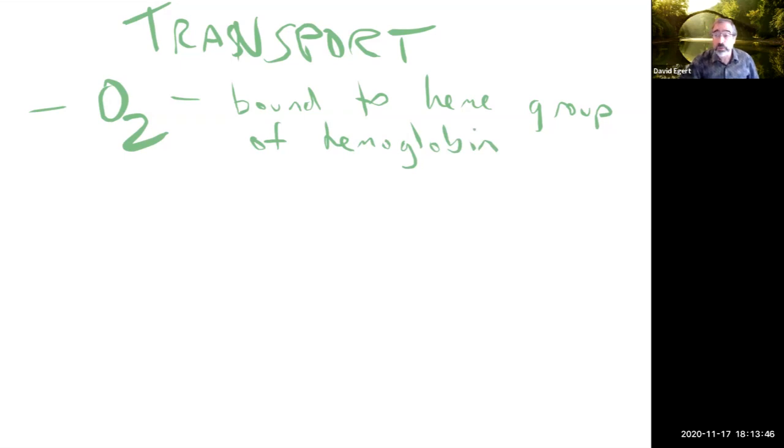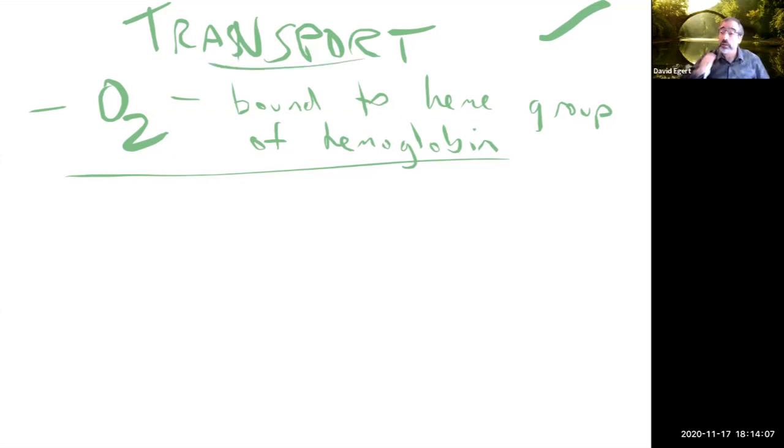which is going to be different when we get to carbon dioxide, which actually does dissolve pretty well. So oxygen is easy. We're done. We are going to talk a little more about it bound to hemoglobin when we get to the internal respiration, but for this transport, let's just say it's moving along hemoglobin. CO2 is more complicated.